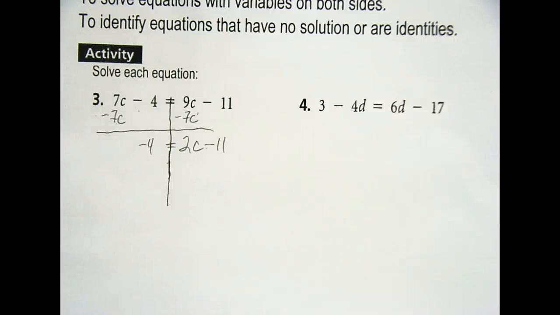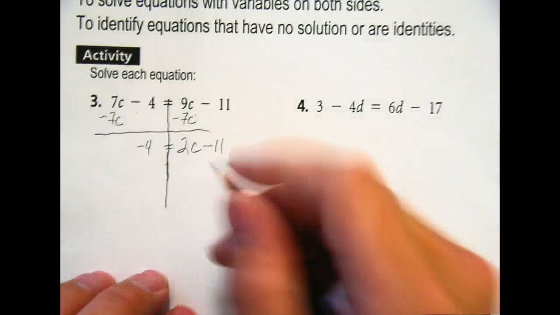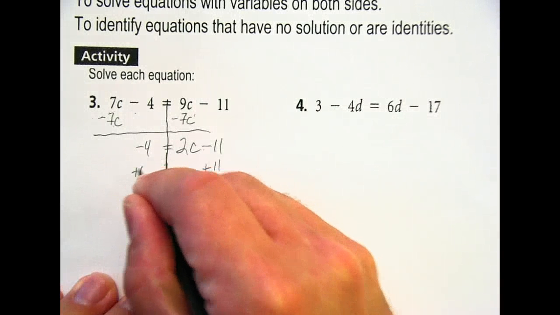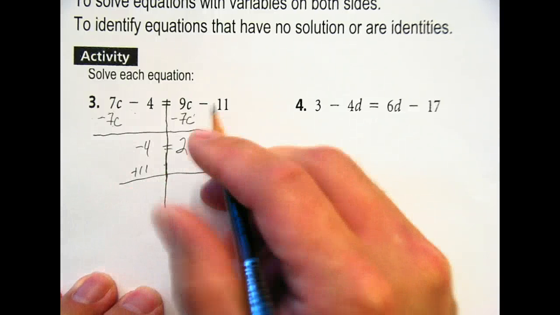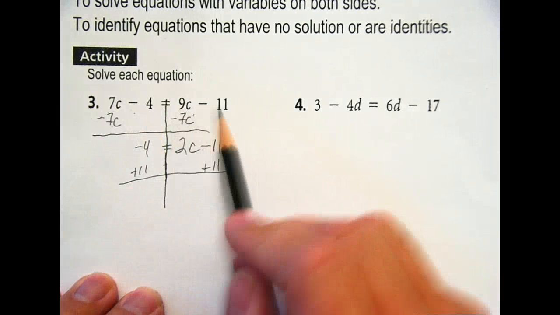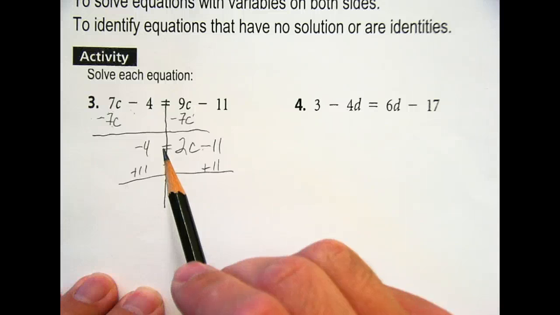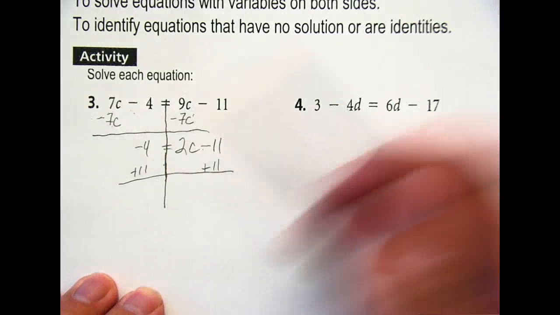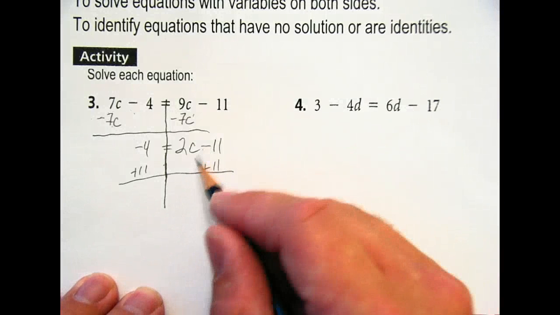All right. Go ahead and tell your neighbor what the next step is. All right, what do you think? Add 11 to each side. Now, just out of curiosity, did anyone add the 11 before they moved the C's? That's okay. You could have moved the 11 first and then moved the C's. I always move the variables first, but okay.